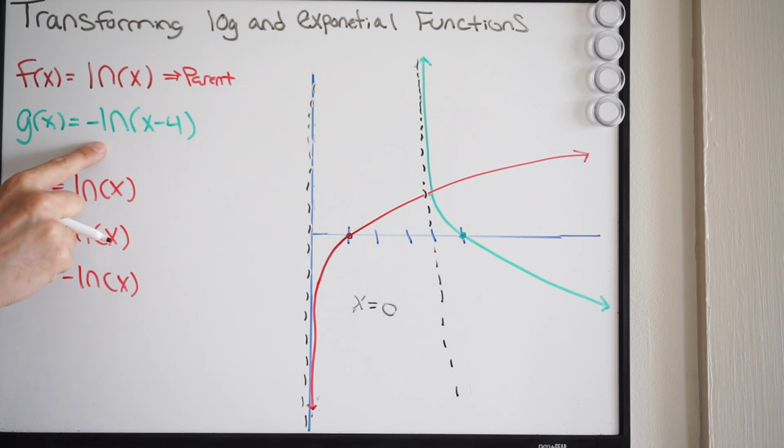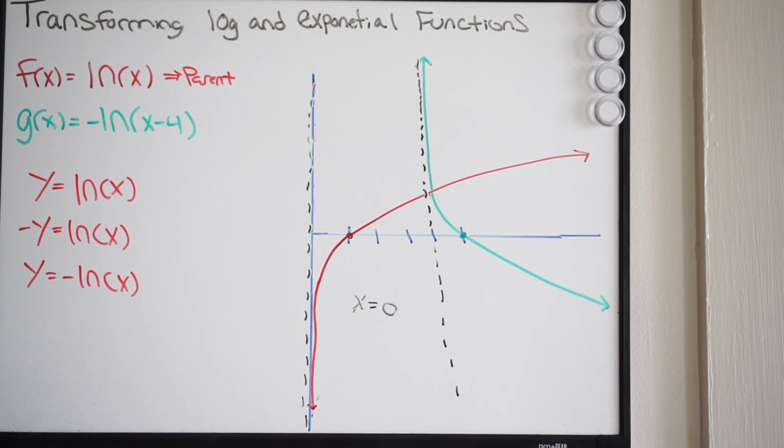And that's similar to what we have here. We do have a negative. So we know that a reflection about the x-axis took place. All right, so that's one of them.